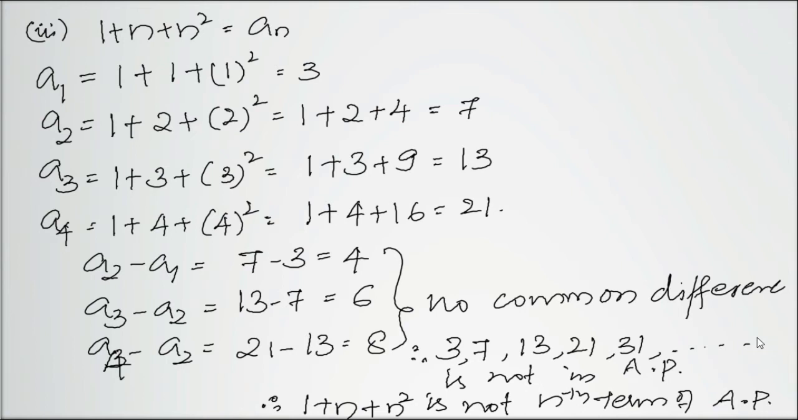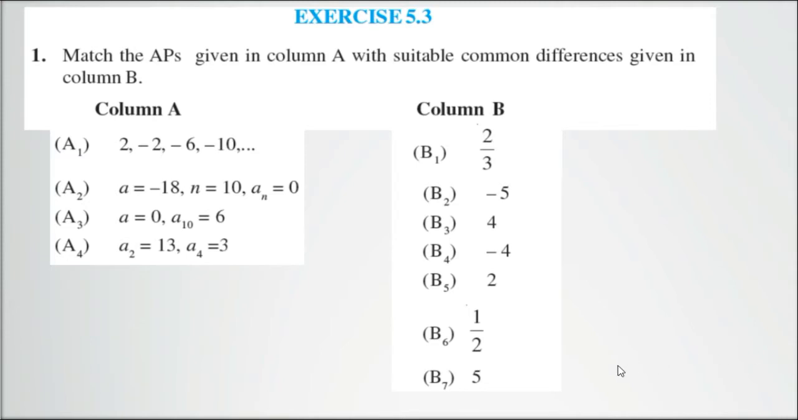This completes exercise 5.2. Let's see exercise 5.3. The first question of the 5.3 exercise is match the following. In that they have given some data in column A, we have to match with column B, and column B is the suitable common differences.